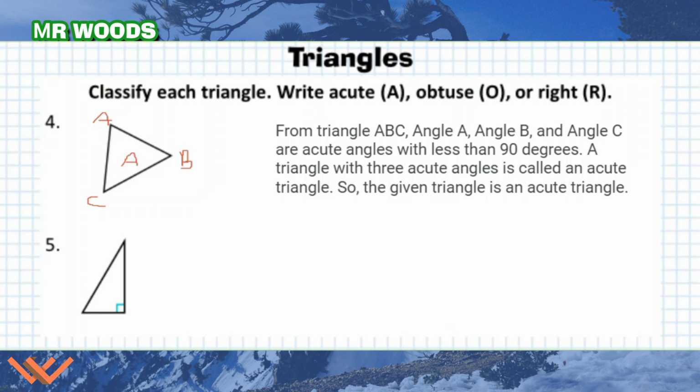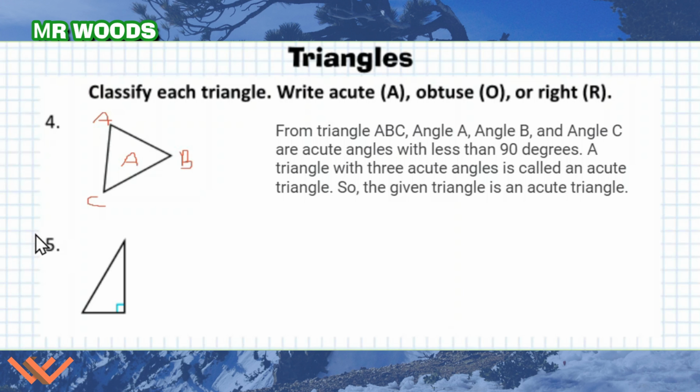Welcome back. Here's my explanation. From triangle ABC, angle A, angle B, and angle C are acute angles with less than 90 degrees. And we can definitely see that it's less than 90 degrees. A triangle with 3 acute angles is called an acute triangle. So the given triangle is an acute triangle.